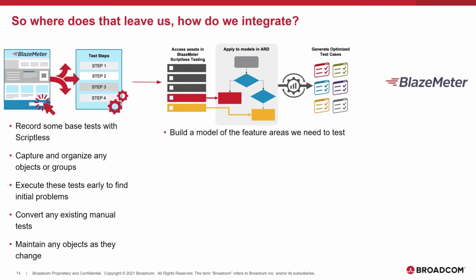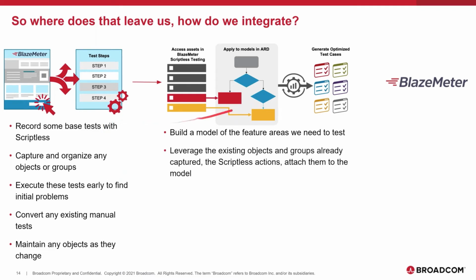So over in ARD, we can go build a model of the feature areas that we actually need to test at a deeper level, for the same kind of areas that we're doing in scriptless. So they'll be using the same objects and everything else. We can leverage the existing objects and groups that you already captured and built and are already maintaining. We'll log into BlazeMeter inside ARD, and we'll attach those to parts of our model. So I'm going to attach pieces of automation, and I'm going to attach that same scriptless language of click, type.